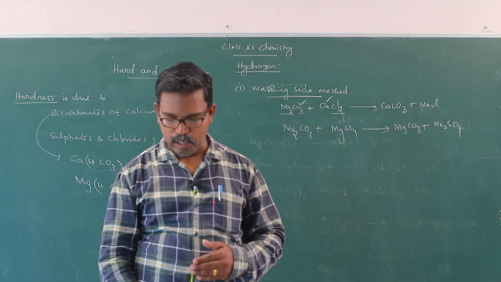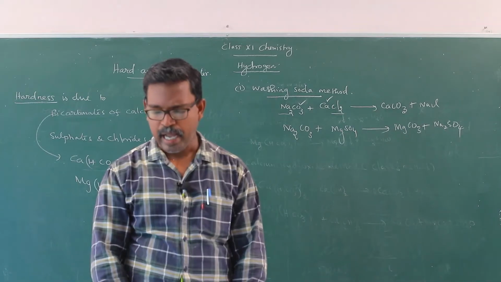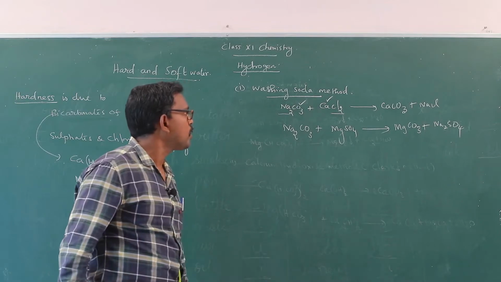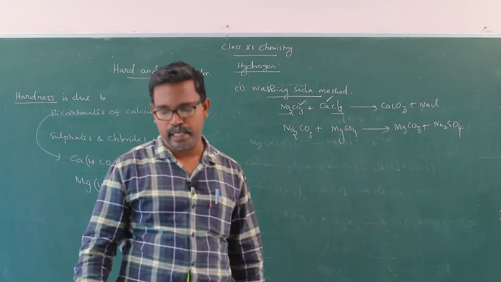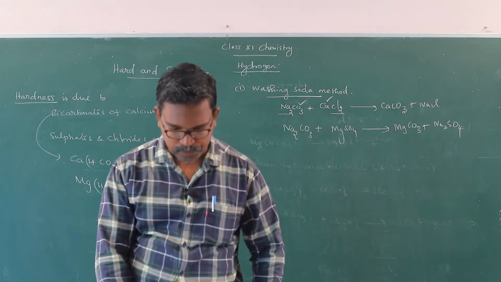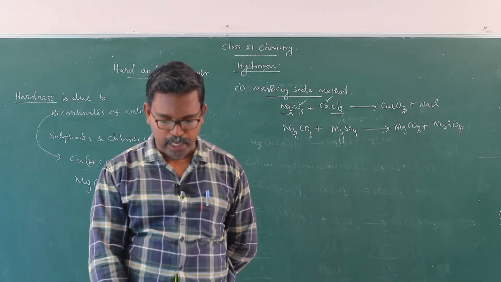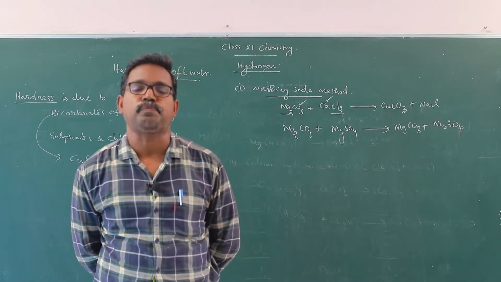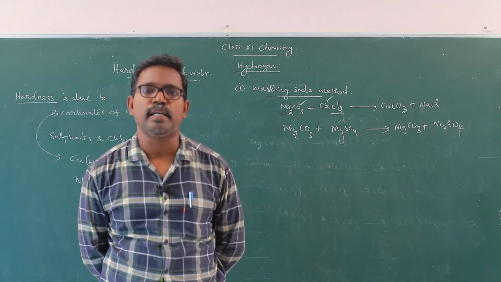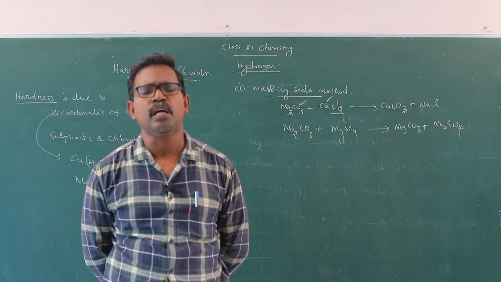So, another method is called Calgon's process. Calgon's process is also used to remove the hard water containing cations. So, you must know what is Calgon. Calgon is sodium hexametaphosphate. Sodium hexametaphosphate is called Calgon. So, this compound is treated with hard water.